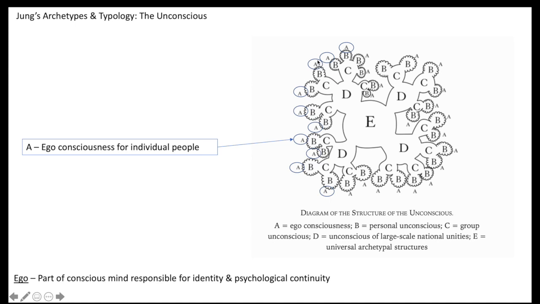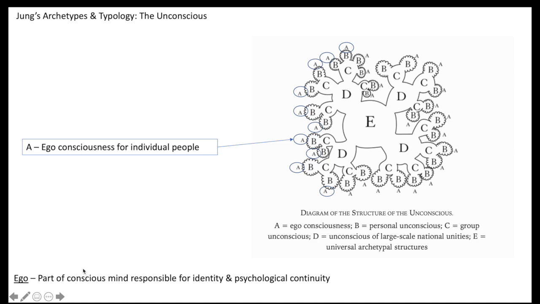So we have A. We have all these A's here on the outer edge of the diagram. And this is supposed to represent ego consciousness for individual people. Okay, so we've got all these people here represented by A.